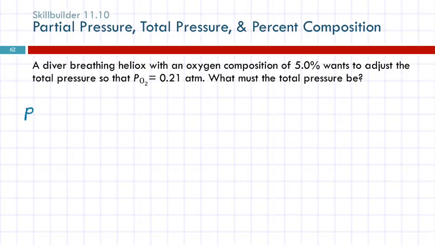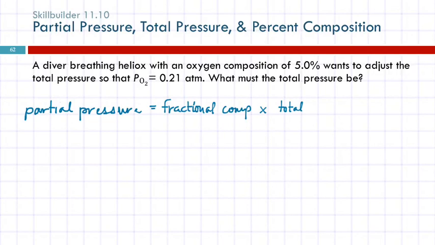So the partial pressure is going to equal the fractional composition times the total pressure. And if you understand percentages, oops, I'll just cross that off. There's an extra U in there. That's just ugly. Oh well.